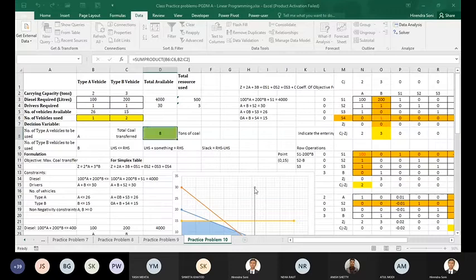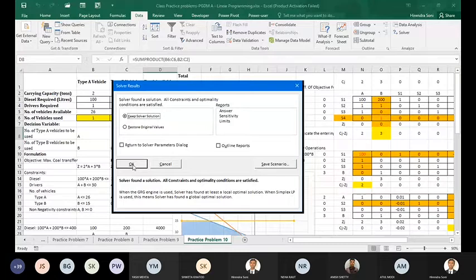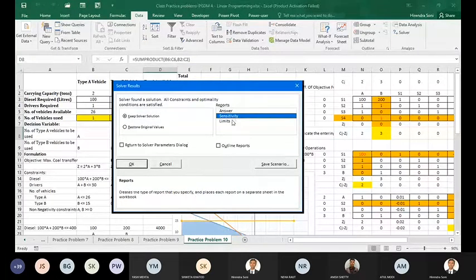And now we will say solve it using Simplex LP. Now when I am solving this, okay, I have already solved it. It has already given me some values. Now let's see what it gives us. The minute I say okay, it will show me. I also need this sensitivity report. Okay, answer and these limits. Let's do it and see what we get.